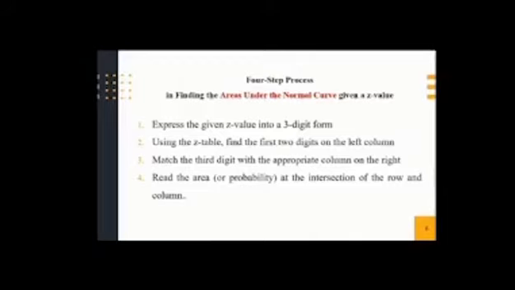First, the process in finding the area under the normal curve given a z value: express the given z value into a 3-digit form using the z table. Find the first two digits on the left column. Match the third digit with the appropriate column on the right. The area or probability at the intersection of the row and column.